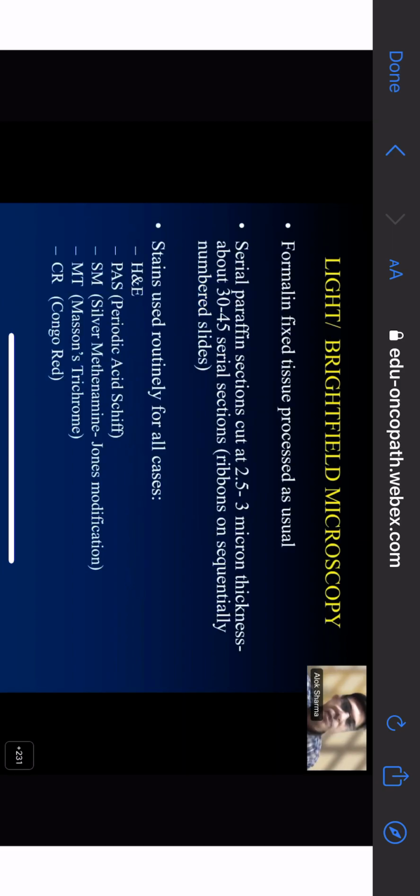So for light microscopy, formalin; for immunofluorescence, Michel's or Zeus medium; and for electron microscopy, glutaraldehyde. So these are the three fixatives you should always remember.